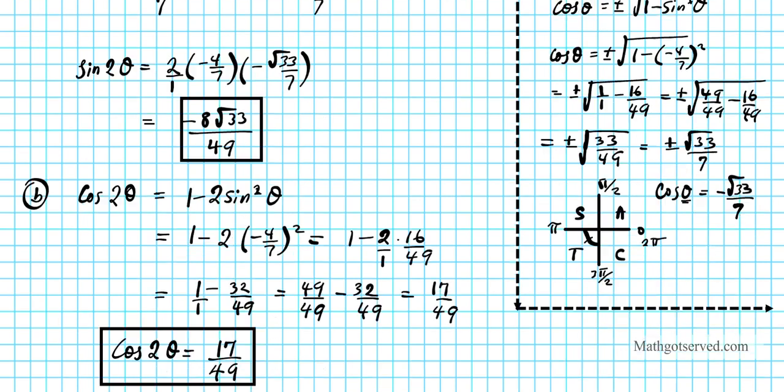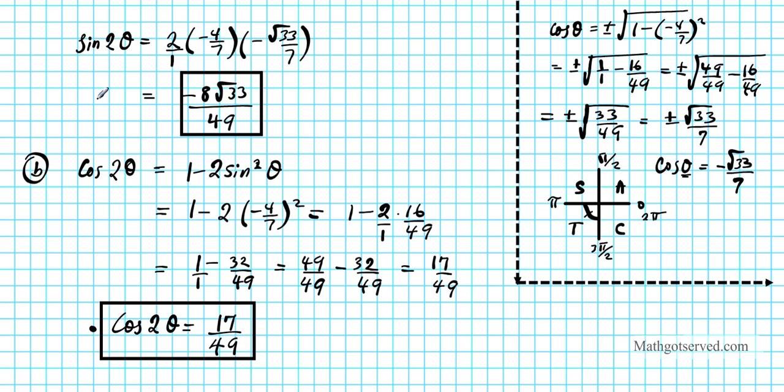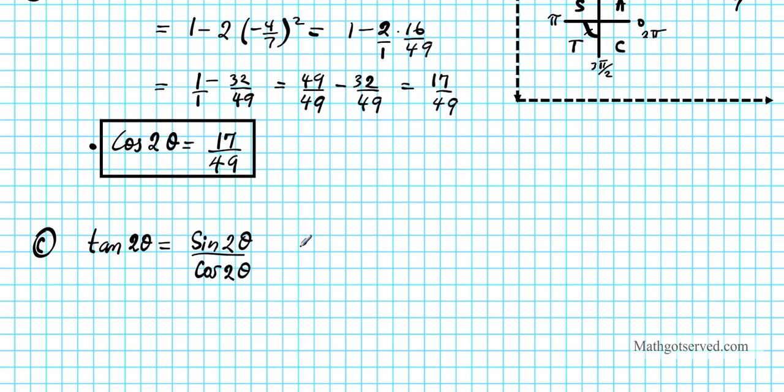This formula calls for the use of 2 theta, so I'm going to be using this answer right here and this answer right here. Let's write sine 2 theta. So it's my final answers that I'm actually going to be using. So these are the ones I'm using. I'm done with this, okay? So forget about that. So I'm going to be using these two, all right? So since they're both fractions, I'm going to write them horizontally, okay? So we're going to have negative 8 root 33 over 49 divided by cosine, which is 17 over 49.